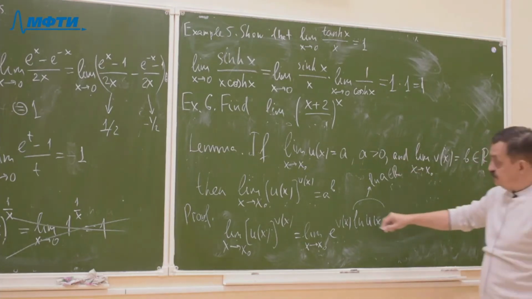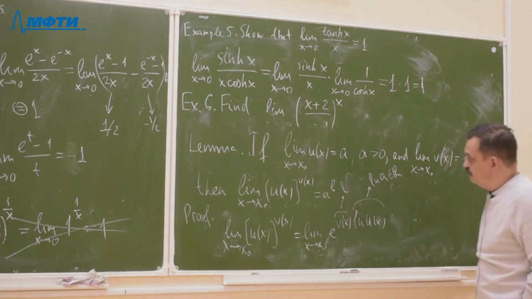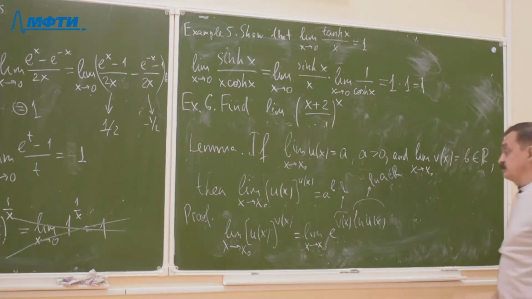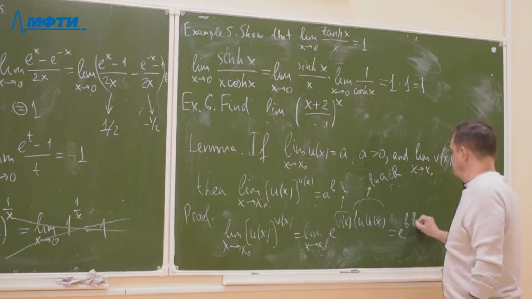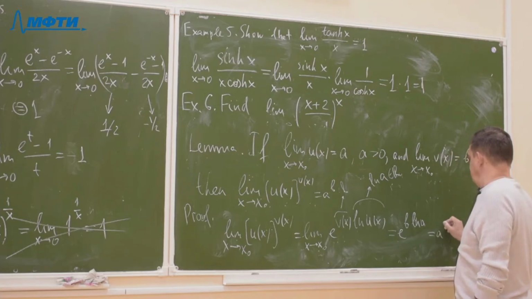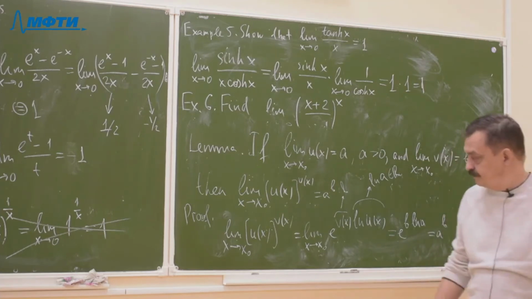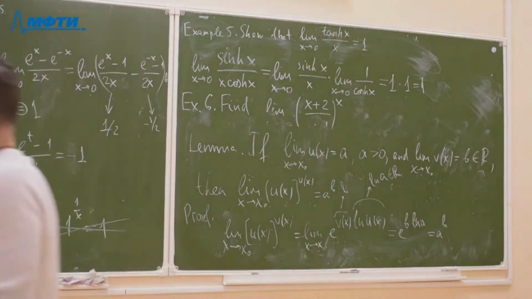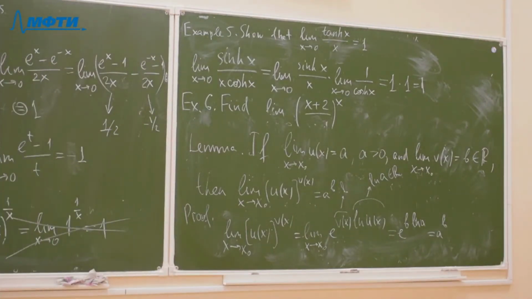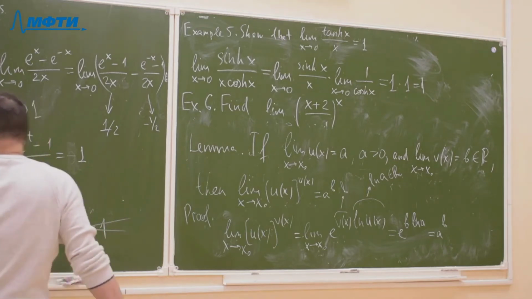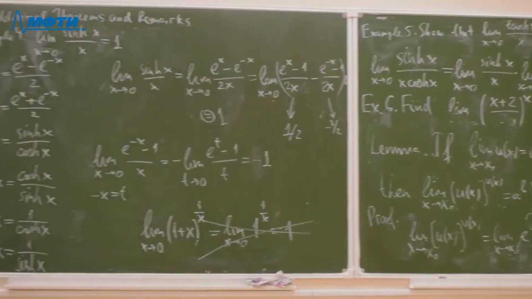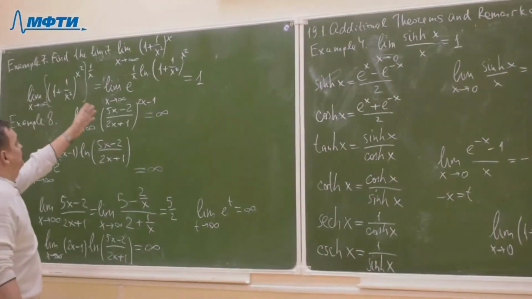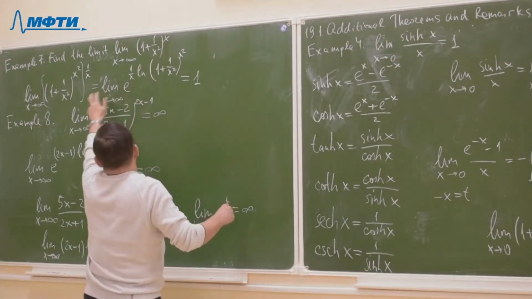V of x tends to b. So, because of continuity of the exponent, we have e to the power b times the logarithm of a, which is the same as a to the power b. So after that, what I said earlier is forbidden, right? Not here, but, okay, for example, here you can proceed like that.